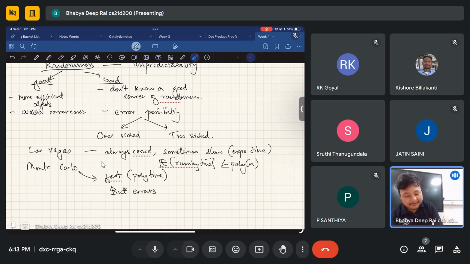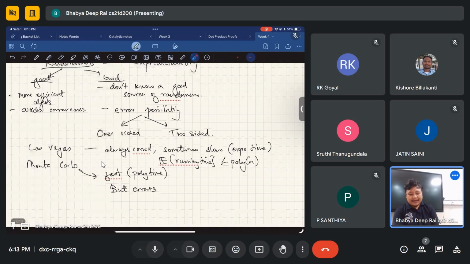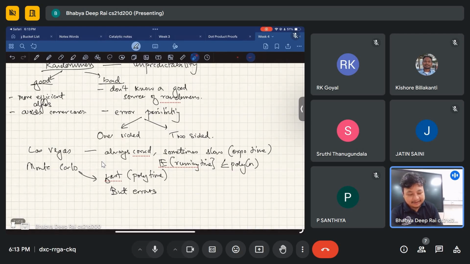So these two types of algorithms, one-sided error and two-sided error, are all about Monte Carlo. It's all Monte Carlo algorithms. Okay, and so these things are done.